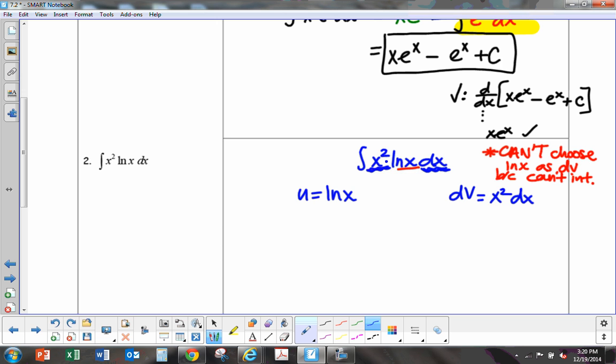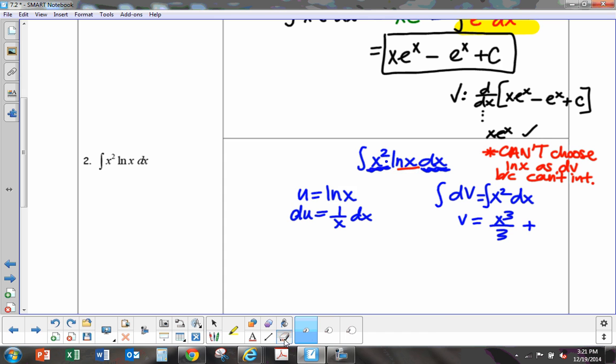Okay, now I need to differentiate the u. So du is 1 over x dx, just like we would do for u substitution. And then over here with the dv, I need to integrate both sides. So v is equal to x to the third over 3 plus c. But actually, just like we saw in the last problem, we can wait to do our plus c until the very end.